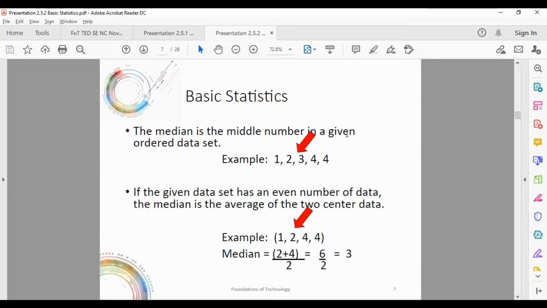The median is the middle number in the set. Again, for the median, you have to order the data set. So 1, 2, 3, 4. You look for the number that's in the middle. If it's an even number of elements, then you're going to have two numbers in the middle, in which case just take the average of those two numbers. So 2 plus 4 divided by 2, and that's going to give you a result of 3.